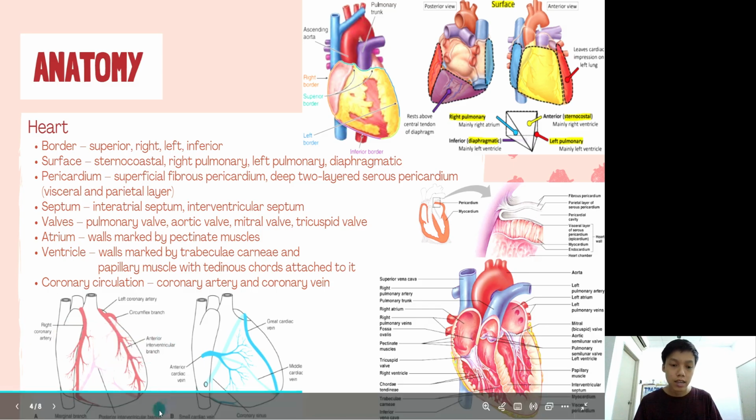And for the coronary vein, it originates from a major vein called the coronary sinus. And then between the ventricles, we have the great cardiac vein, and behind we have the middle cardiac vein. And then accompanying the right marginal branch, we have the small cardiac vein.